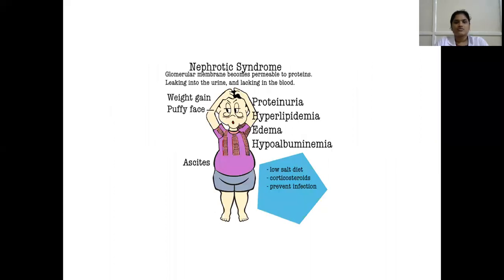So this is the nephrotic syndrome. In nephrotic syndrome, the membrane becomes permeable to proteins, which leads to leaking of proteins into the urine and lack of proteins in the blood, leading to weight gain, puffy face, ascites, proteinuria, hyperlipidemia, edema, and hypoalbuminemia. The treatment is a low salt diet, corticosteroids, and prevention of infection.